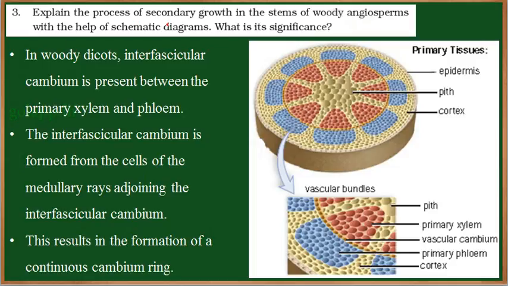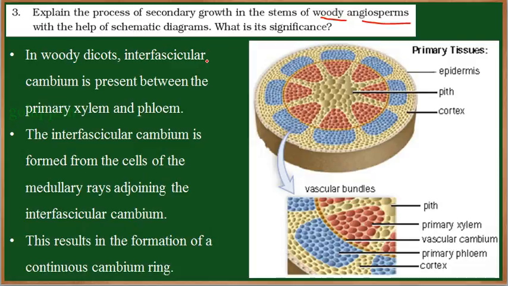Explain the process of secondary growth in the stems of woody angiosperms with the help of a schematic diagram. What is its significance? So in angiosperms, specifically in dicots, that is woody plants, the secondary growth takes place, and for the secondary growth to take place, it requires a special cell called vascular cambium.